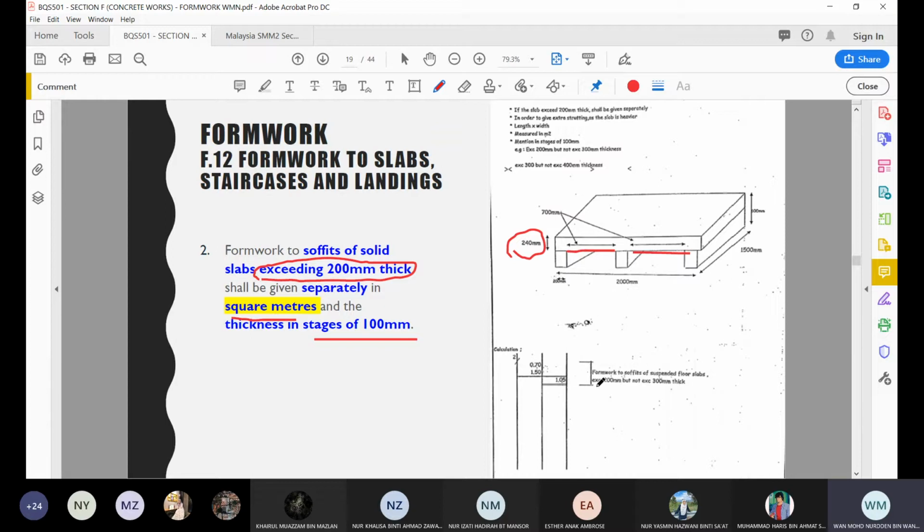Example here: formwork to soffit of suspended floor slab exceeding 200 mm but not exceeding 300 mm thick. More than 200 mm but not exceeding 300 mm thick. This means it is the stage, stages of 100 mm. So it takes 0.7, or 700 here.